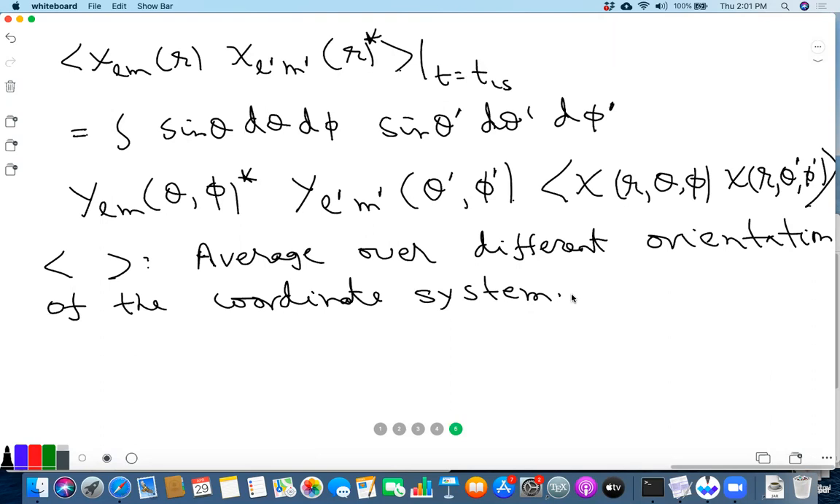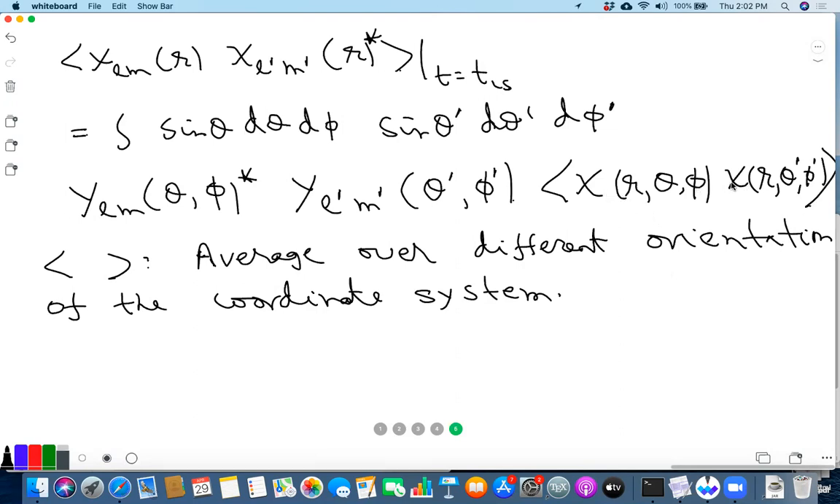Then you choose a different orientation. Call that your new XYZ axis. Again, identify the same points theta phi and theta prime phi prime. And then average over all choices of orientation. That's how the average is calculated. That's what is meant by this average.